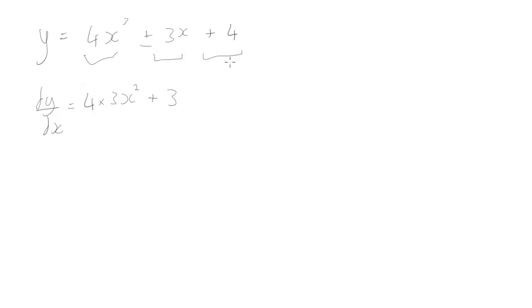Now what about the last term? Well, plus 4, we know again from the previous page that if there's no x, it just becomes 0. So we don't even need to write that. Now let's simplify. 4 times 3 is 12. 12x squared plus 3 plus 0, we don't need to show that, so y equals 4x cubed plus 3x plus 4 differentiates to 12x squared plus 3. With those skills, you should be able to differentiate just about any equation.